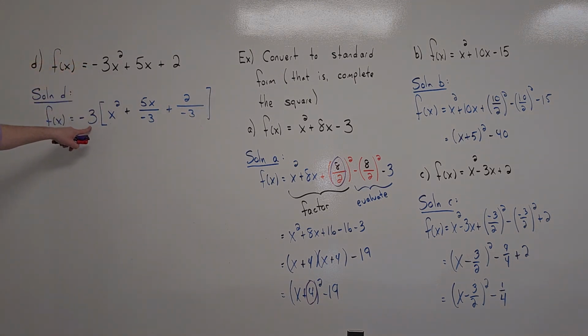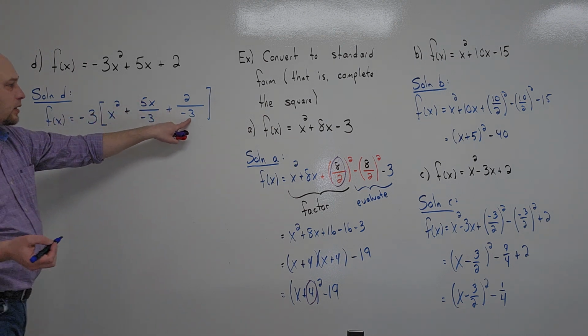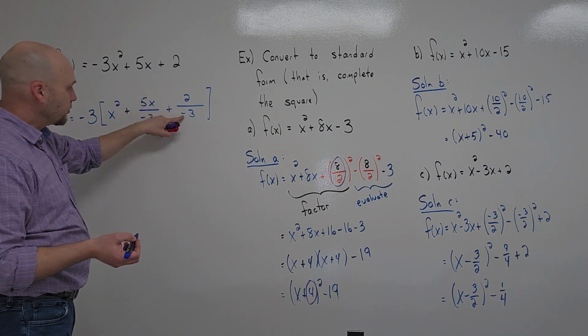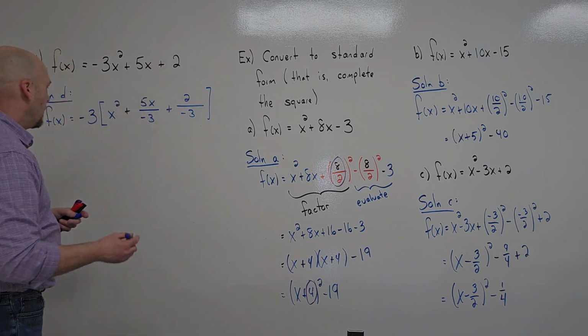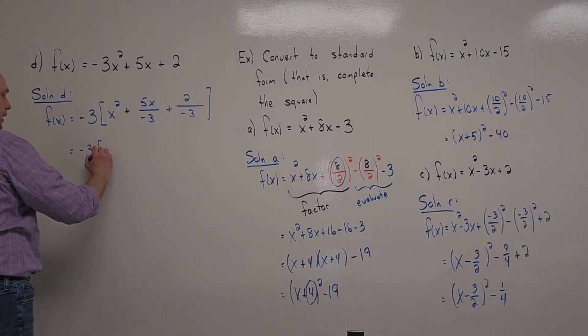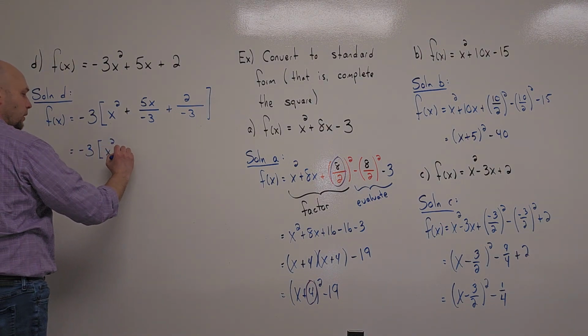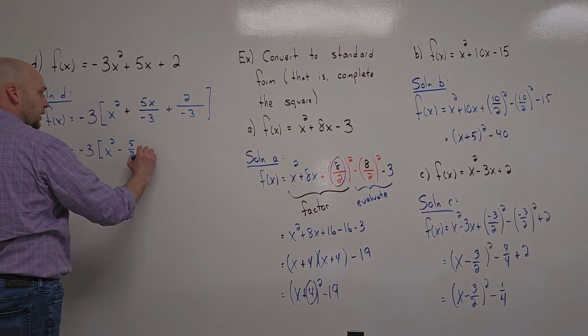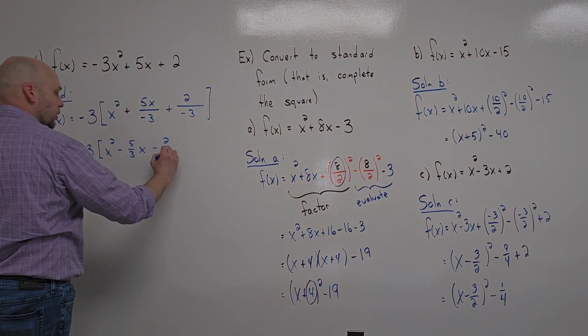If I distribute negative 3 back through, the first term I'd have negative 3x squared. There's that. Negative 3 times this term, the negative 3's cancel, giving me a 5x. Multiply this term by negative 3, they'll cancel, giving me just a positive 2. All right, so now let's clean that up a little bit. So this gives me negative 3 times x squared minus 5/3 x minus 2/3.